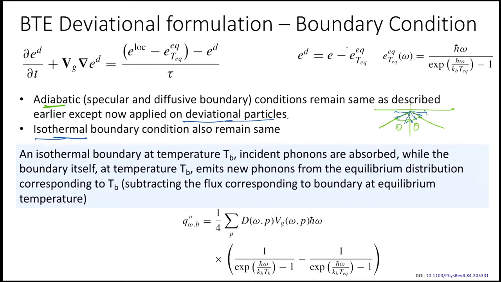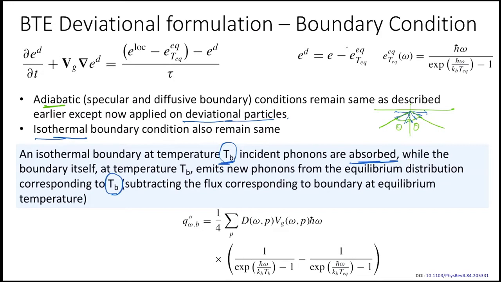So what we had described, the isothermal boundary condition, we would treat as a black body. So the isothermal boundary at some boundary temperature TB. Whatever incident phonons are coming towards it, they would get absorbed. While the boundary itself would emit some new phonons from the distribution corresponding to TB. That's what we said last time.